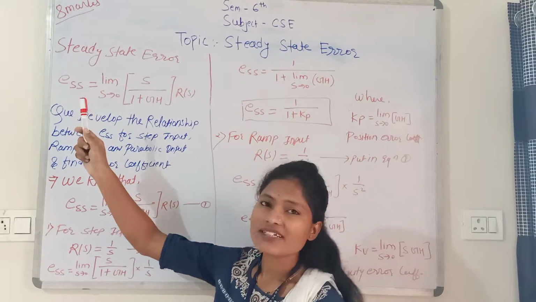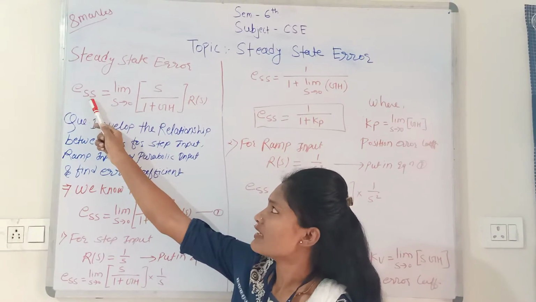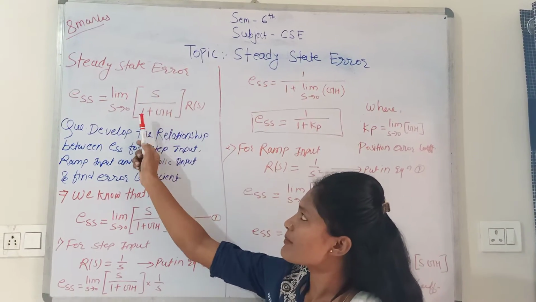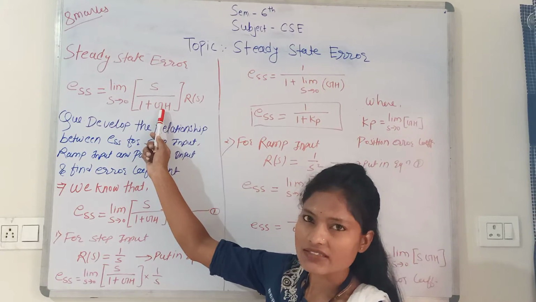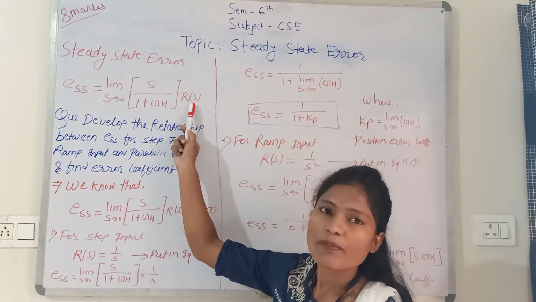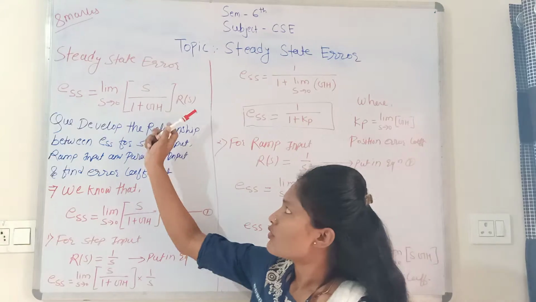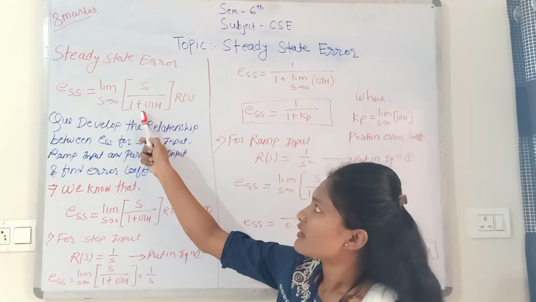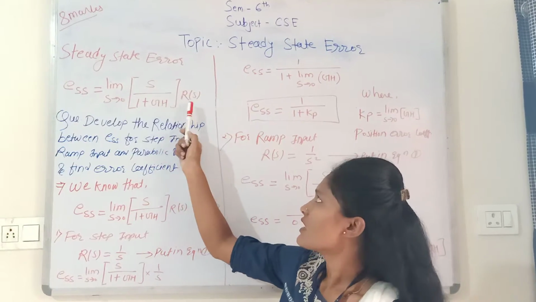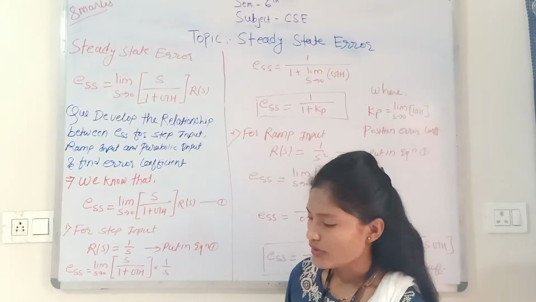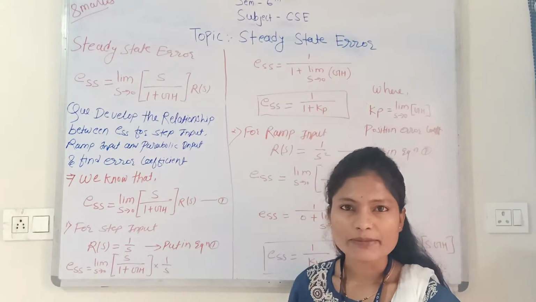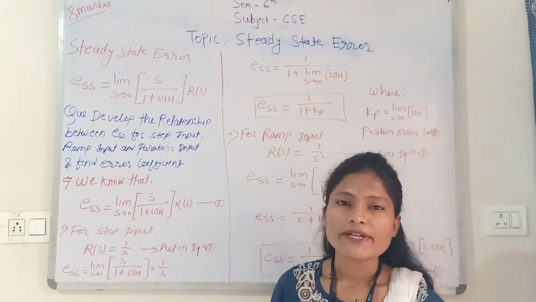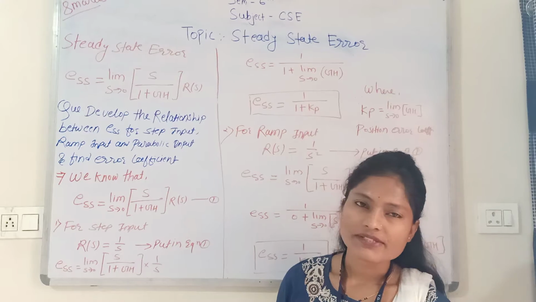The standard formula for steady state error is ESS equal to limit S tends to 0 of S upon 1 plus GH, that is the characteristic equation, into R of S, that is the input. So to find the steady state error, we need the characteristic equation 1 plus GH and the input R of S. There are three types of input: step input, ramp input and parabolic input. Respective inputs have a standard R of S value.